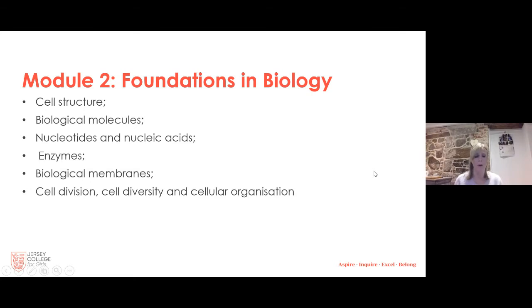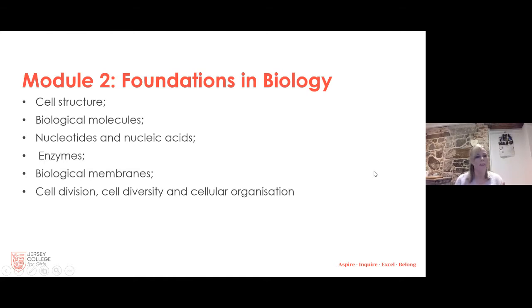These are the 2 really foundation topics that underpin absolutely everything. And these should all be topics that students are familiar with. So cell structure and biological molecules were topics they encountered in year 9. Nucleotides and nucleic acids we did at the end of year 10. Enzymes, again, they did in year 9.